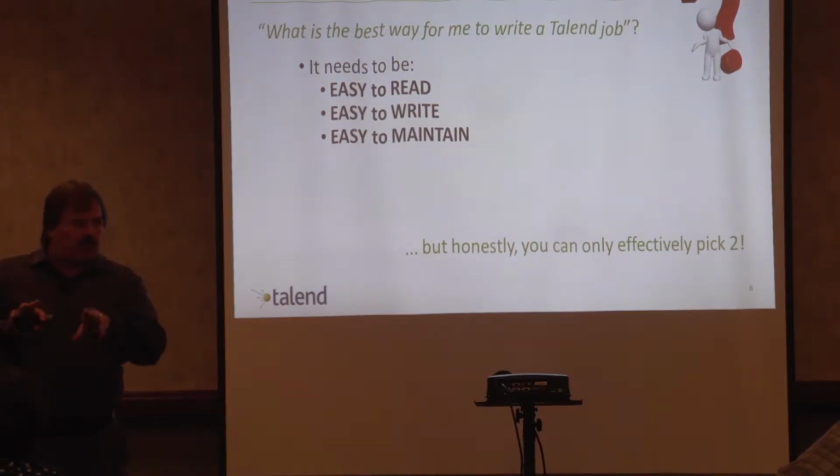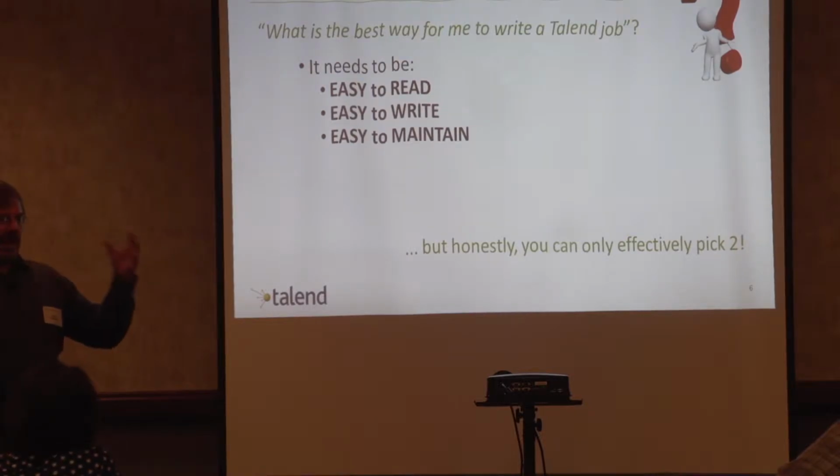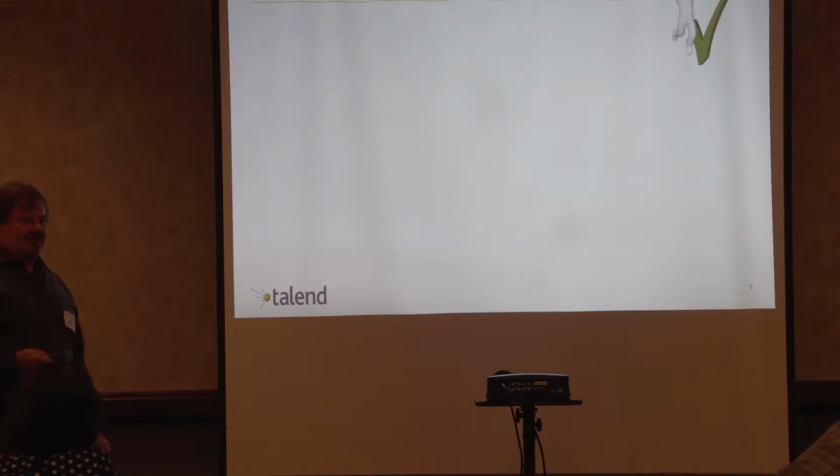And since we don't actually go in and muck with the Java, we have to build our jobs in the best way possible. And they need to be 3 things. I learned this in college. It's got to be easy to read, easy to write, and easy to maintain. But how do you do that? There's always a sacrifice. Something is going to give. So how do you choose?